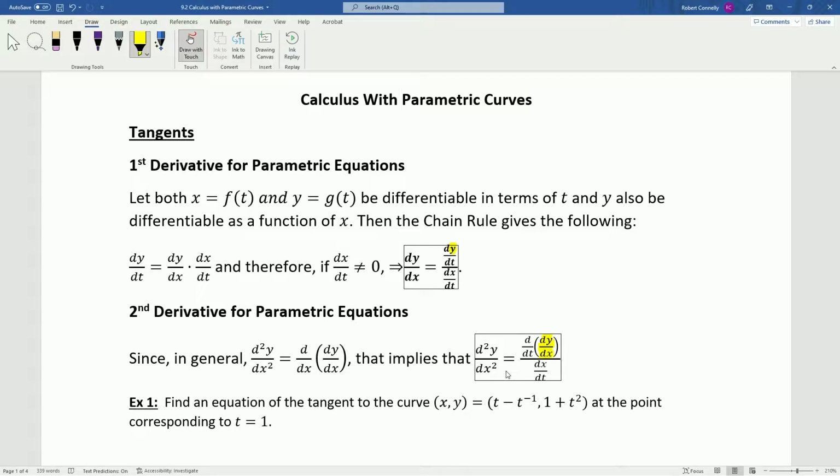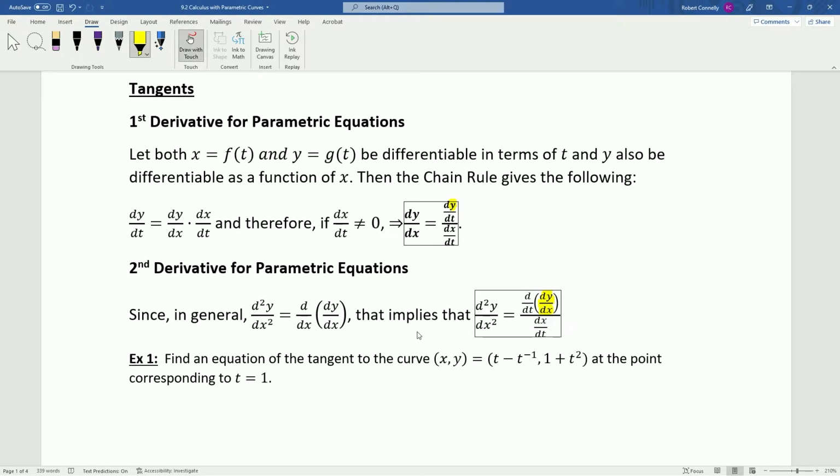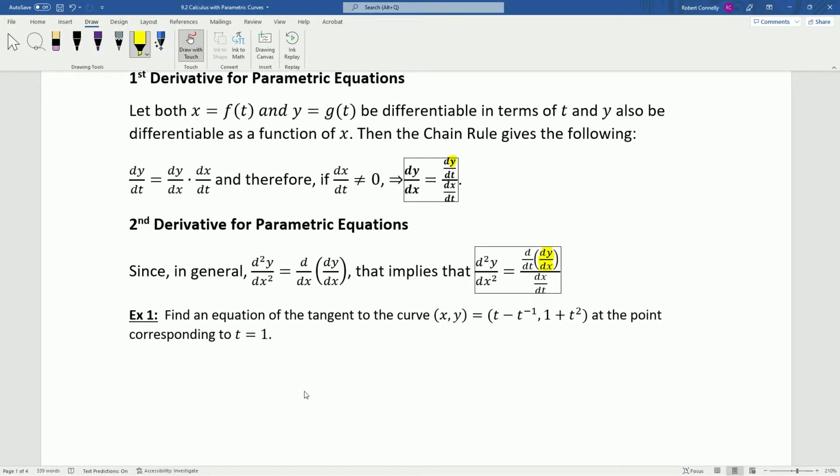Okay, so let's take a look at an example here. Example 1, find an equation of the tangent to the curve x = t - t^(-1), y = 1 + t^2 at the point corresponding to t = 1. So in order to find an equation of the tangent to the curve, we first need to know what the derivative is at that point. So that also means we need to know what point we're talking about.